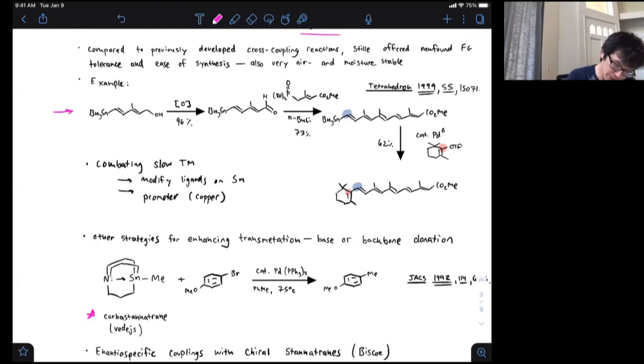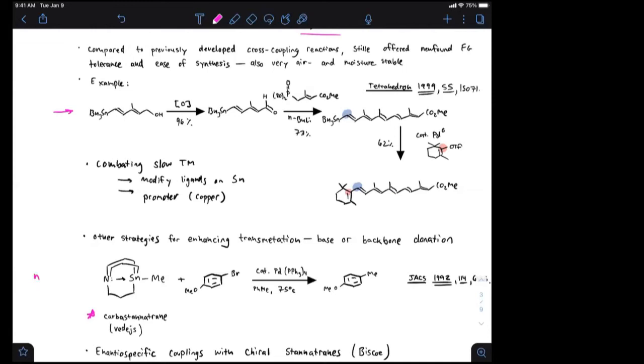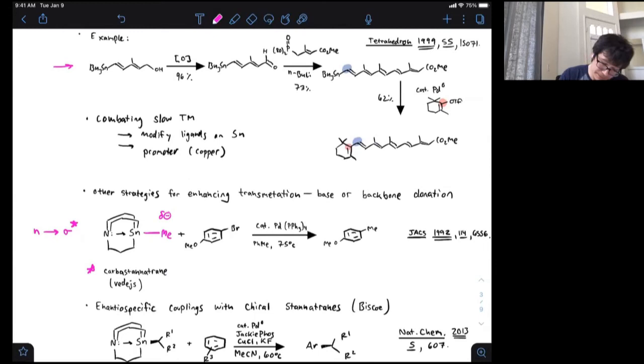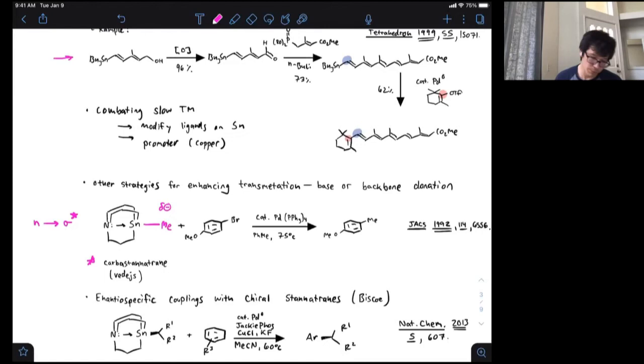Oh, I guess donation of the nitrogen lone pair to the tin methyl. Beautiful. Okay, so in practice, then that leads to elongation. I'm going to draw this in dramatized form. Elongation of the carbon tin bond, increasing delta minus character on the methyl, and just overall increased nucleophilicity. Super.